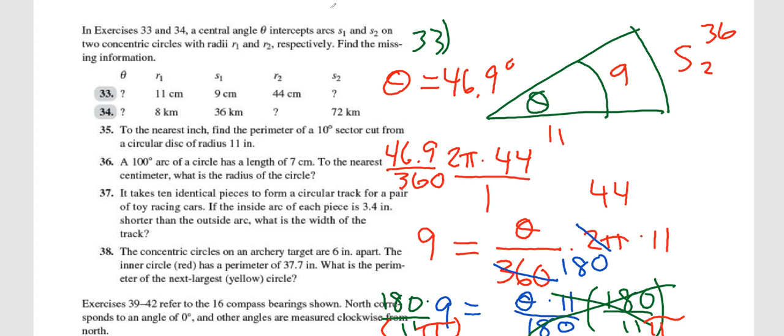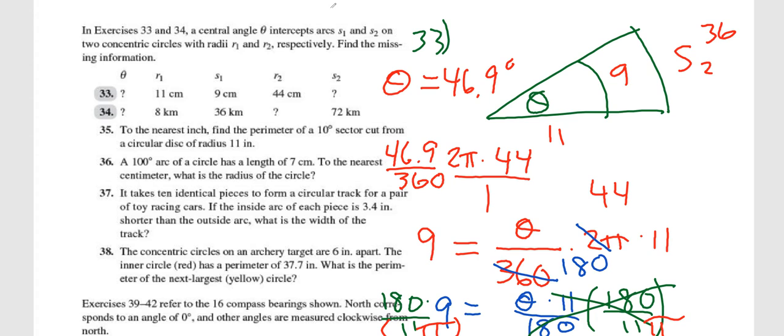Well, that's interesting. We went from a radius of 11 to a radius of 44, and an arc length of 9 to an arc length of 36. Do you see any connection? It's proportional, isn't it? Why? What do you know about the relationship in the formula? What kind of function is it? I'll give you a couple options.